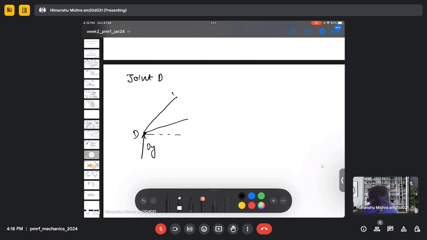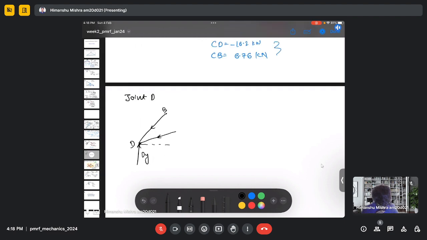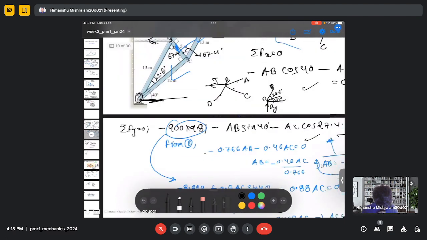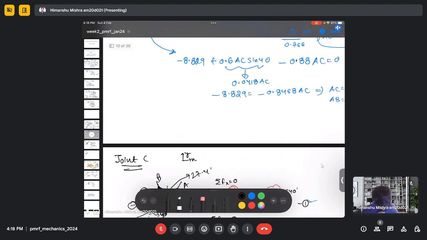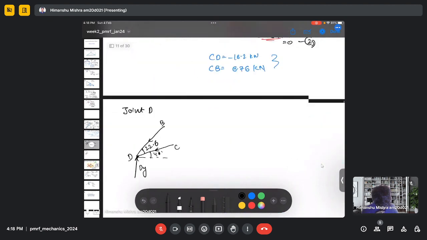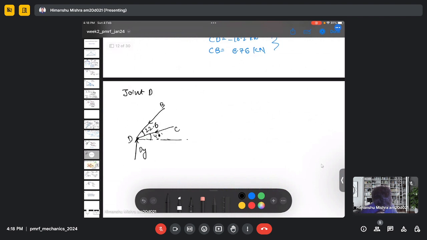So this is D, this is B, and this was C. This is at angle 40, and this is at 22.6. So the overall angle will be 62.6.